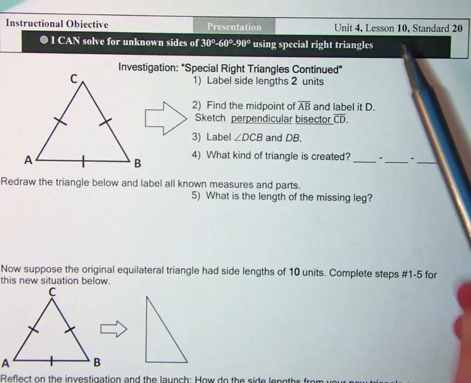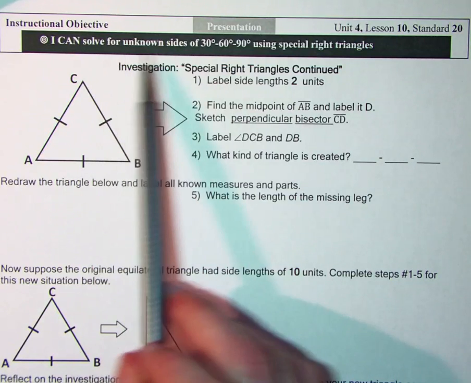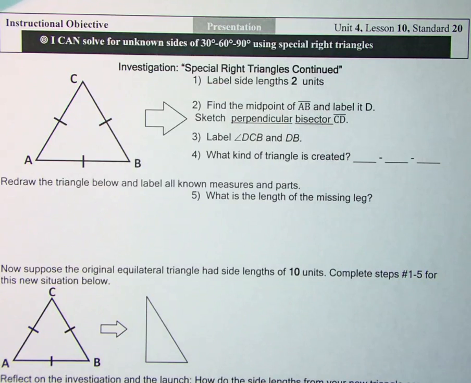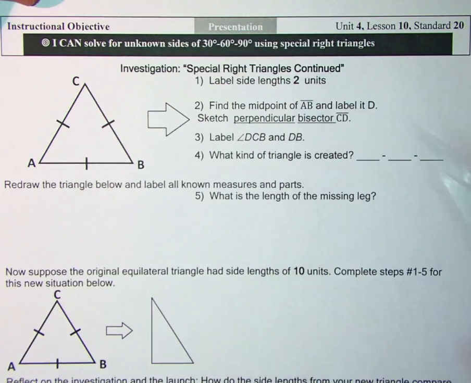Geometry, Unit 4, Lesson 10. I can solve for unknown sides of 30, 60, 90 triangles using special right triangles. So this is special right triangles continued. We already talked about a 45, 45, 90 triangle. Now we're going to talk about a 30, 60, 90.